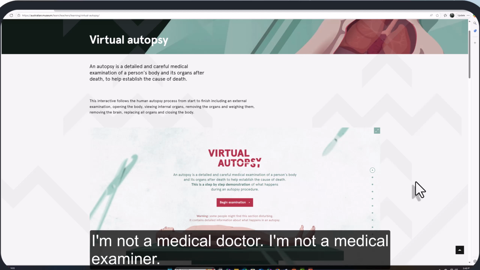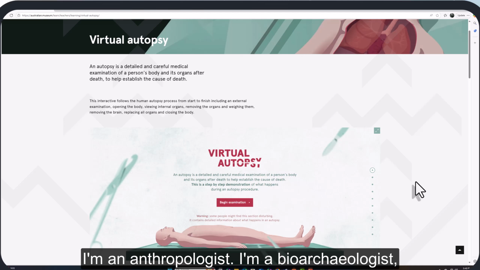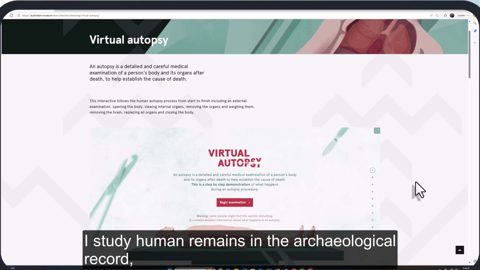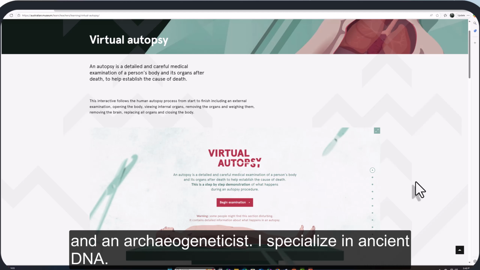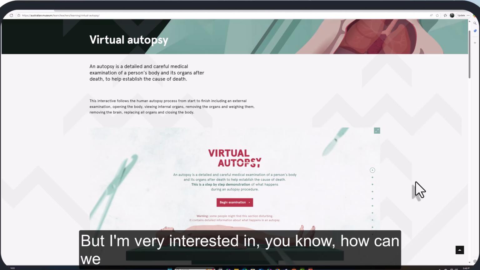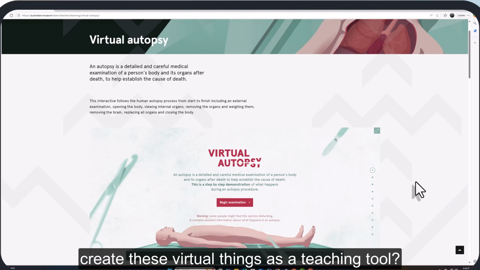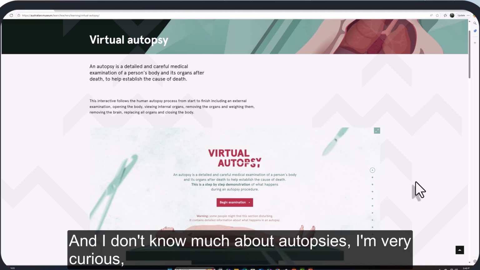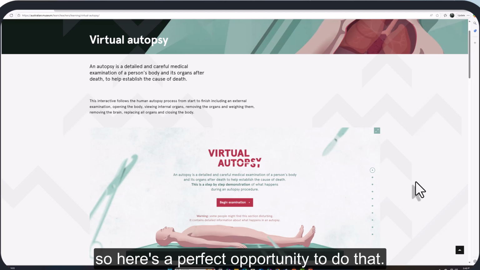I'm not a medical doctor. I'm not a medical examiner. I'm an anthropologist. I'm a bioarchaeologist. I study human remains in the archaeological record, and an archaeogeneticist. I specialize in ancient DNA. But I'm very interested in how we can create these virtual things as a teaching tool. And I don't know much about autopsies, and I'm very curious. So here's a perfect opportunity to do that.